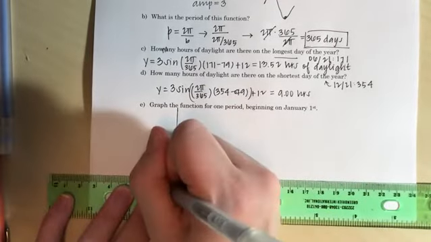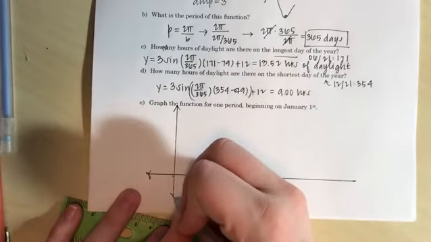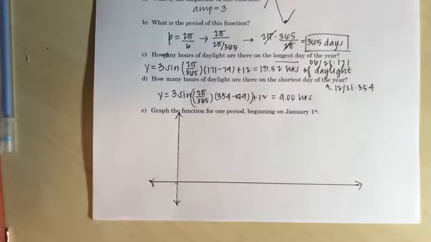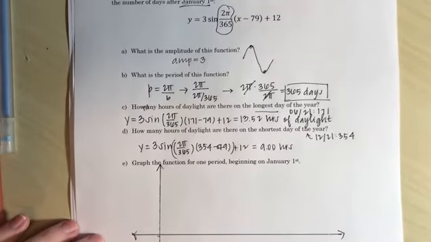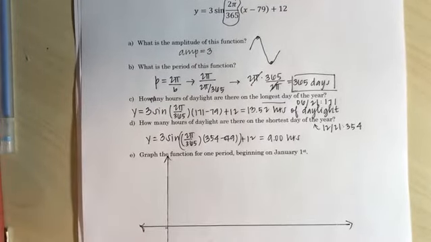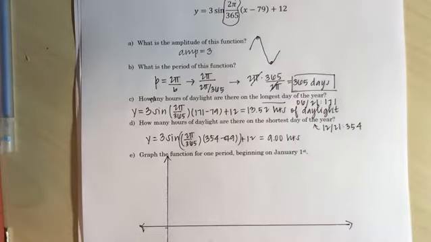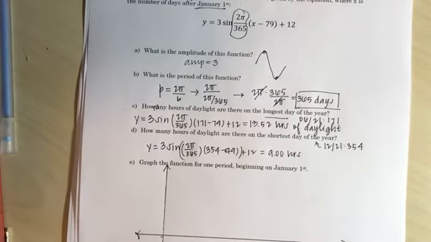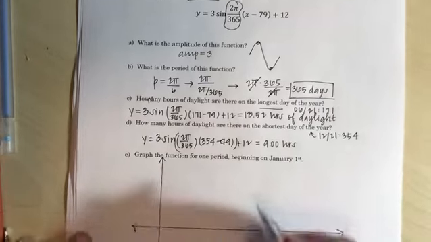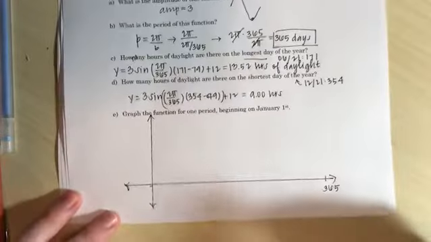If we go to graph this function, what you want to keep in mind is what information you're going to have when you're starting on January 1st. So January 1st, your x value is number of days after that. Now we know that if we're starting on January 1st, one cycle is going to take 365 days to complete. So you can mark that off. Here is 365 right here.